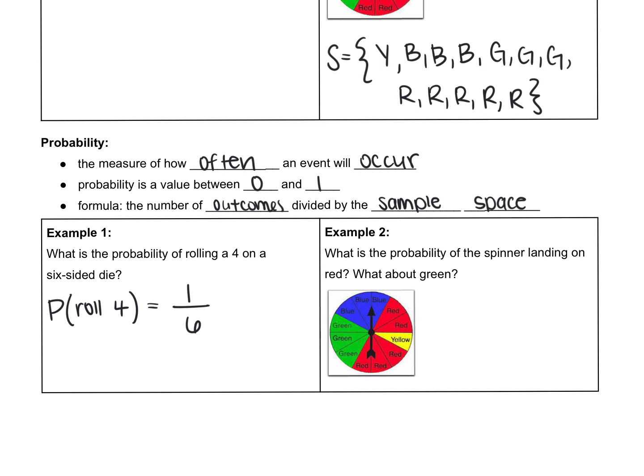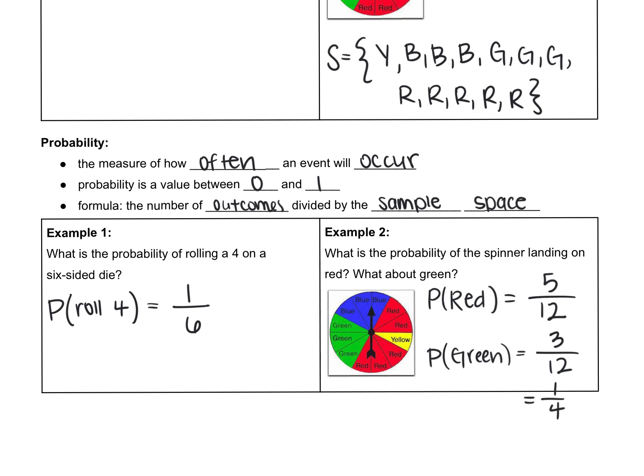For our second example, going back to the spinner, we want to know the probability of the spinner landing on red, and then we'll also talk about green. So the probability of red: the total number of spaces is 12, and my numerator would be the number of red spaces, which is 5. And then for the probability of green, still 12 spaces, but there are only 3 green spaces. In this case, 3 over 12 does simplify, so I'm going to write it as 1/4.